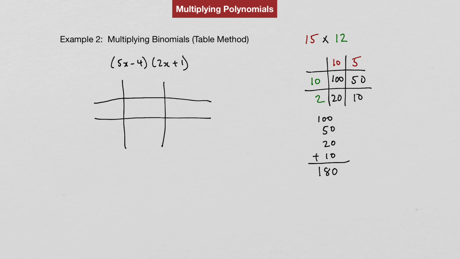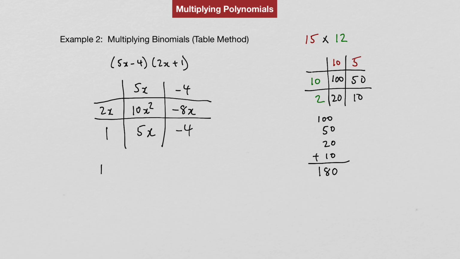Let's say that the top portion is my 5x and my negative 4, and then down the left side we would have 2x and 1. So if we were to multiply this out, we would get 2x times 5x, and that is 10x squared. Then we would multiply 2x by negative 4, and that would give us negative 8x. We would then multiply 1 by 5x, that just gives us 5x. And finally, 1 times negative 4, that would give us negative 4.